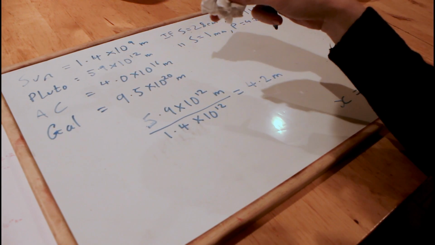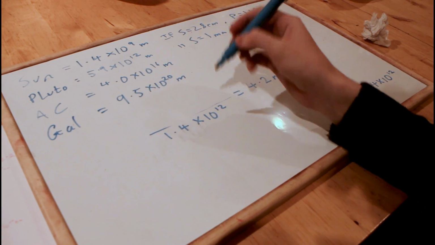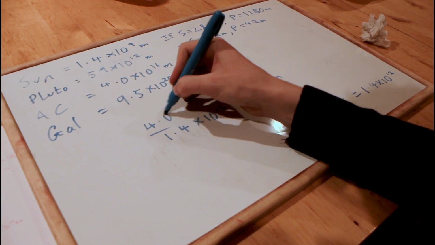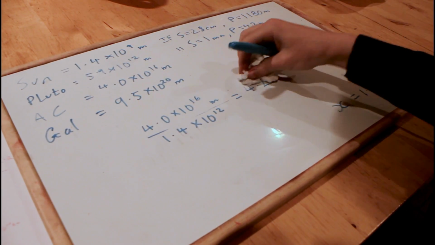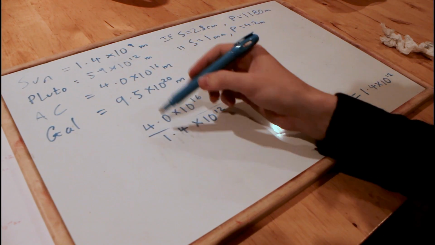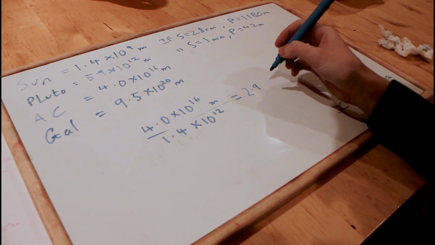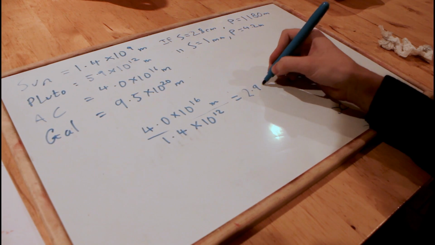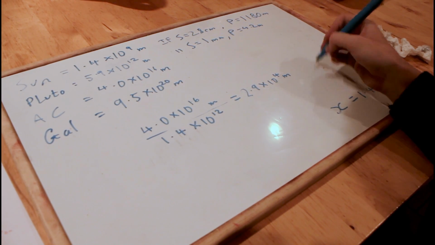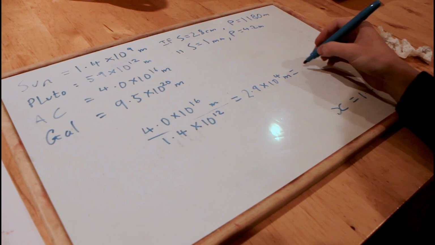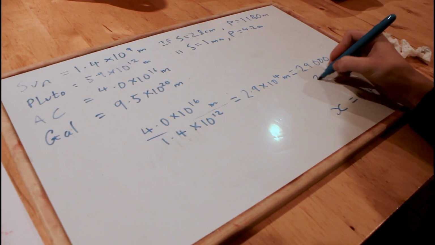But we have a little bit more here because we also want to know how far away Alpha Centauri is. Again, we're using exactly the same method. We're just going to replace Pluto's value with Alpha Centauri's value, which is 4.0 times 10 to the power of 16 meters. We do a little bit more maths, and we end up with 2.9 times 10 to the power of 4 meters, which, to write it out a little bit easier, is 29,000 meters, or 29 kilometers.